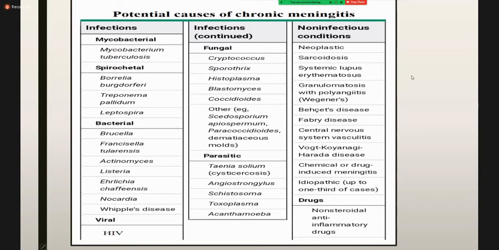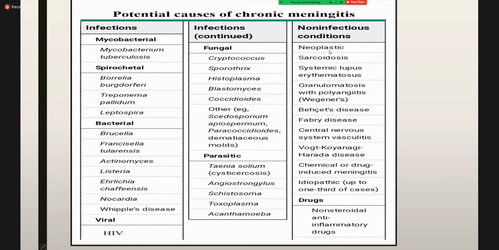In infectious causes, Mycobacterium tuberculosis is the most common cause, and then certain spirochetal infections like leptospira, and bacterial infections including Listeria monocytogenes, Nocardia, and Brucella. Viral, last but not the least, is HIV infection, which is very prone to manifest as chronic meningoencephalitis. Then certain fungal infections including Cryptococcus, and other infections like parasitic infections. These are all different causes of chronic meningitis.